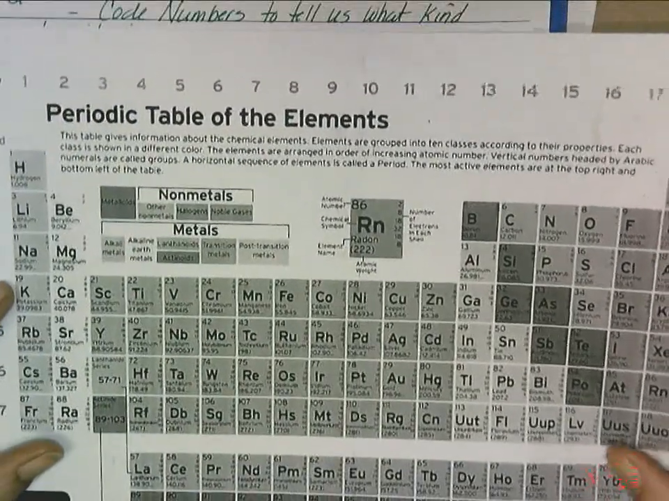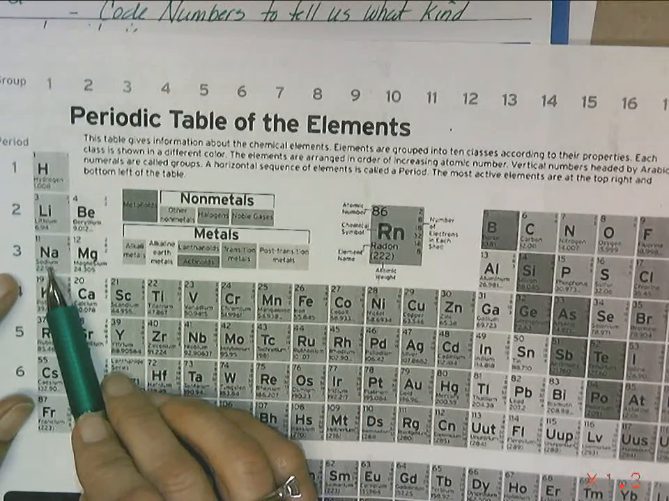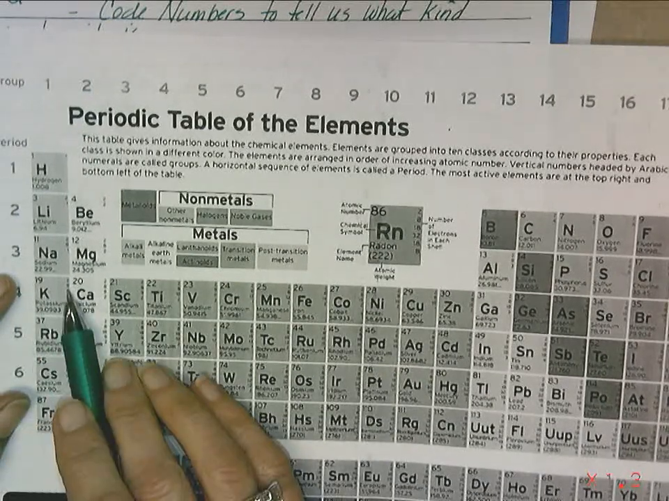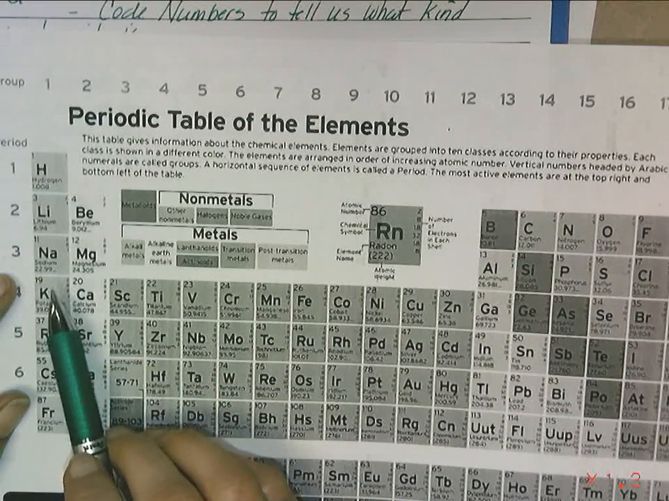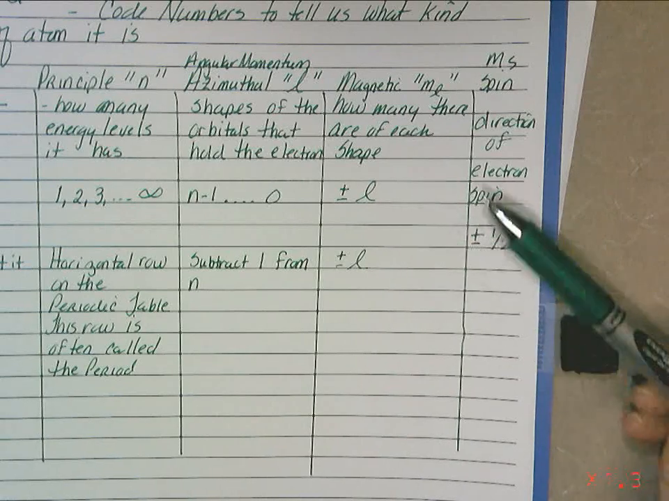So didn't we say here that n is equal to 3, L is equal to 2, 1, 0? So m sub L is equal to plus or minus 2, plus or minus 1, and 0. So that's 5 rooms, 5 types of each room.